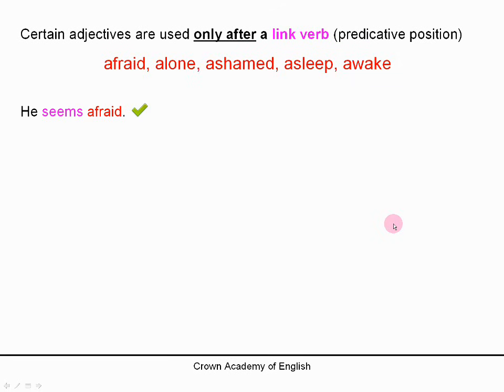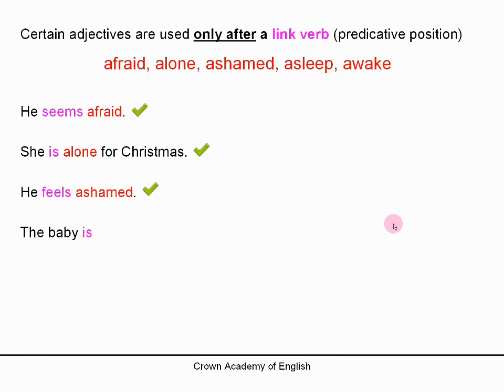He seems afraid. She is alone for Christmas. He feels ashamed. The baby is asleep. She is awake. So in all of these examples, the adjective is after the link verb.